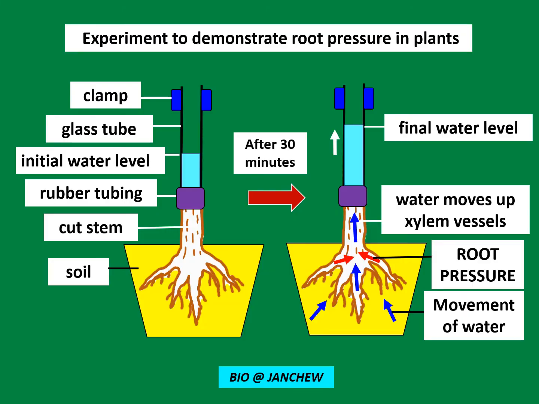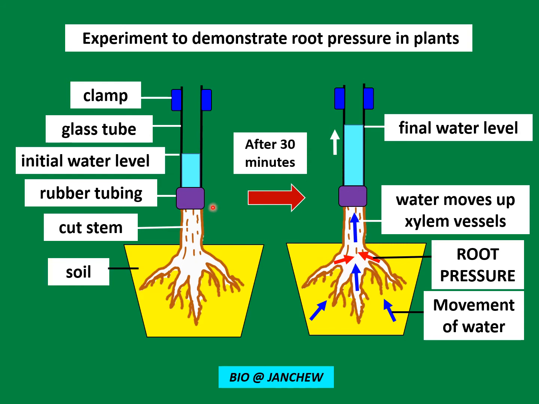Here's an experiment to demonstrate root pressure in plants. So first, find a healthy balsam plant and plant it in a pot. Then water the soil, water the plant, and make sure the soil is wet and keep it overnight. This is to ensure that the plant has enough water. The next morning, cut the stem of the balsam plant. All right, so cut it about 5 cm from the soil surface here, 5 cm.